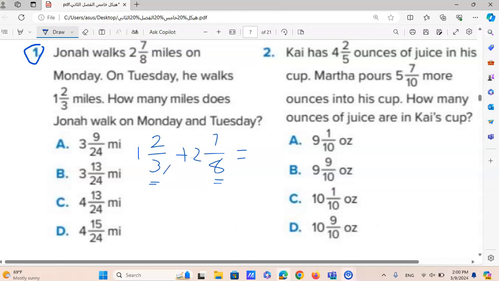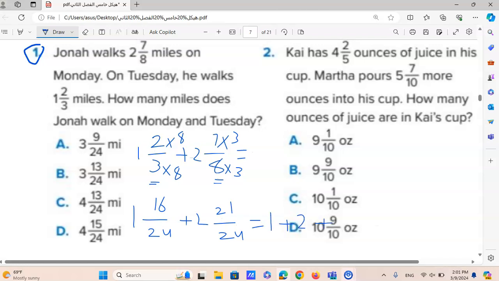So we multiply here by 8 to make it 24, and here by 8. On the other side, we make 24 by multiplying by 3, and I multiply the numerator by 3. I write it again, 16 over 24 plus 2 and 21 over 24. Okay. Now we need to add, starting with the whole numbers, 1 plus 2, then add the fractions. 16 and 21 are 37 over 24.